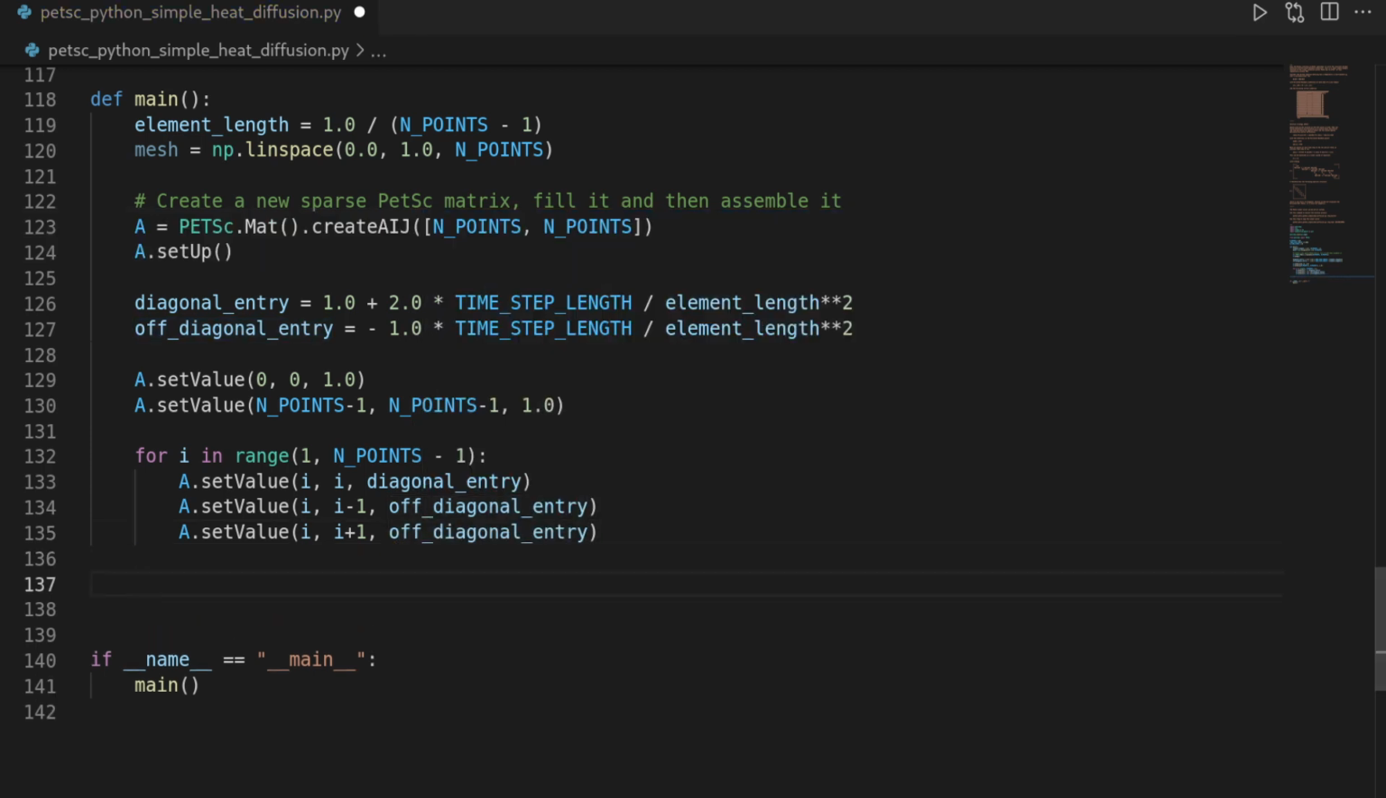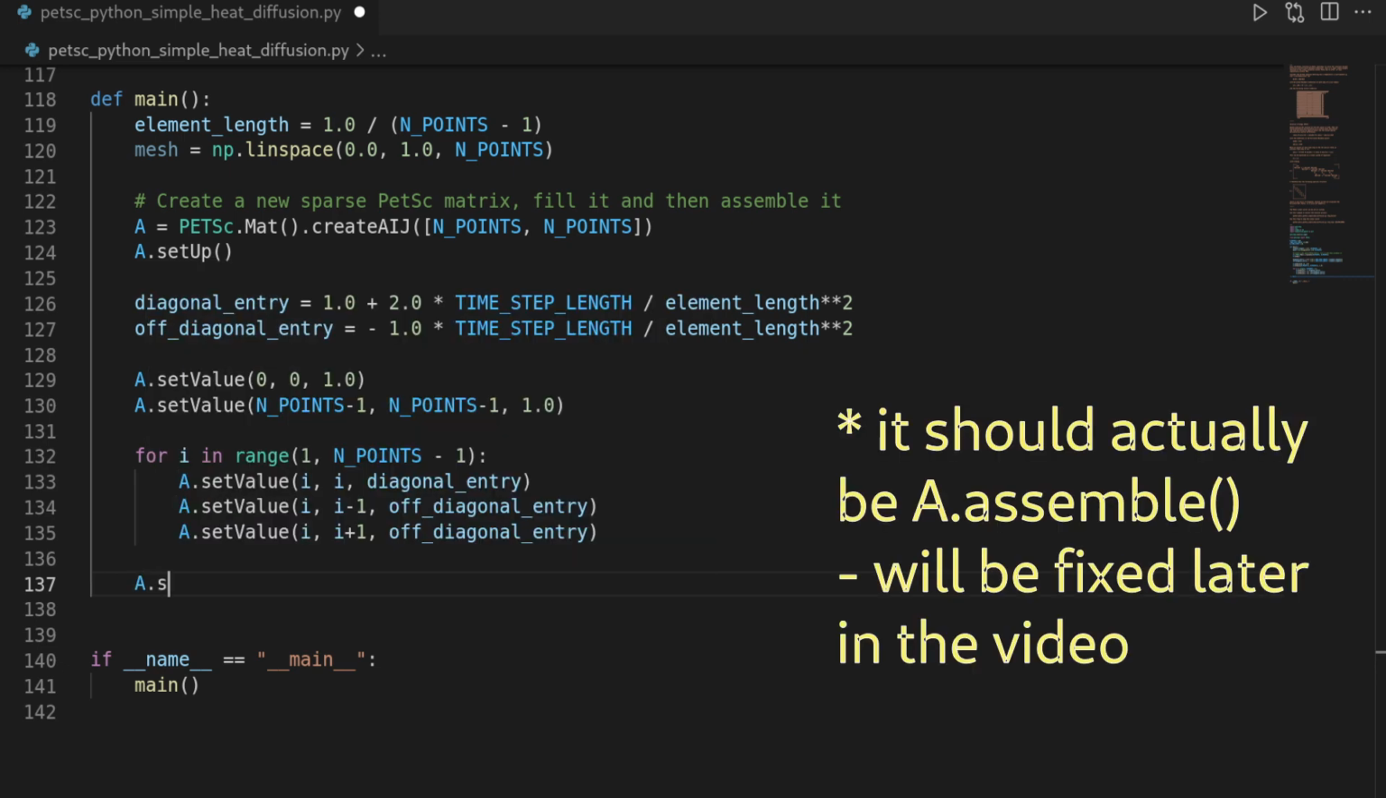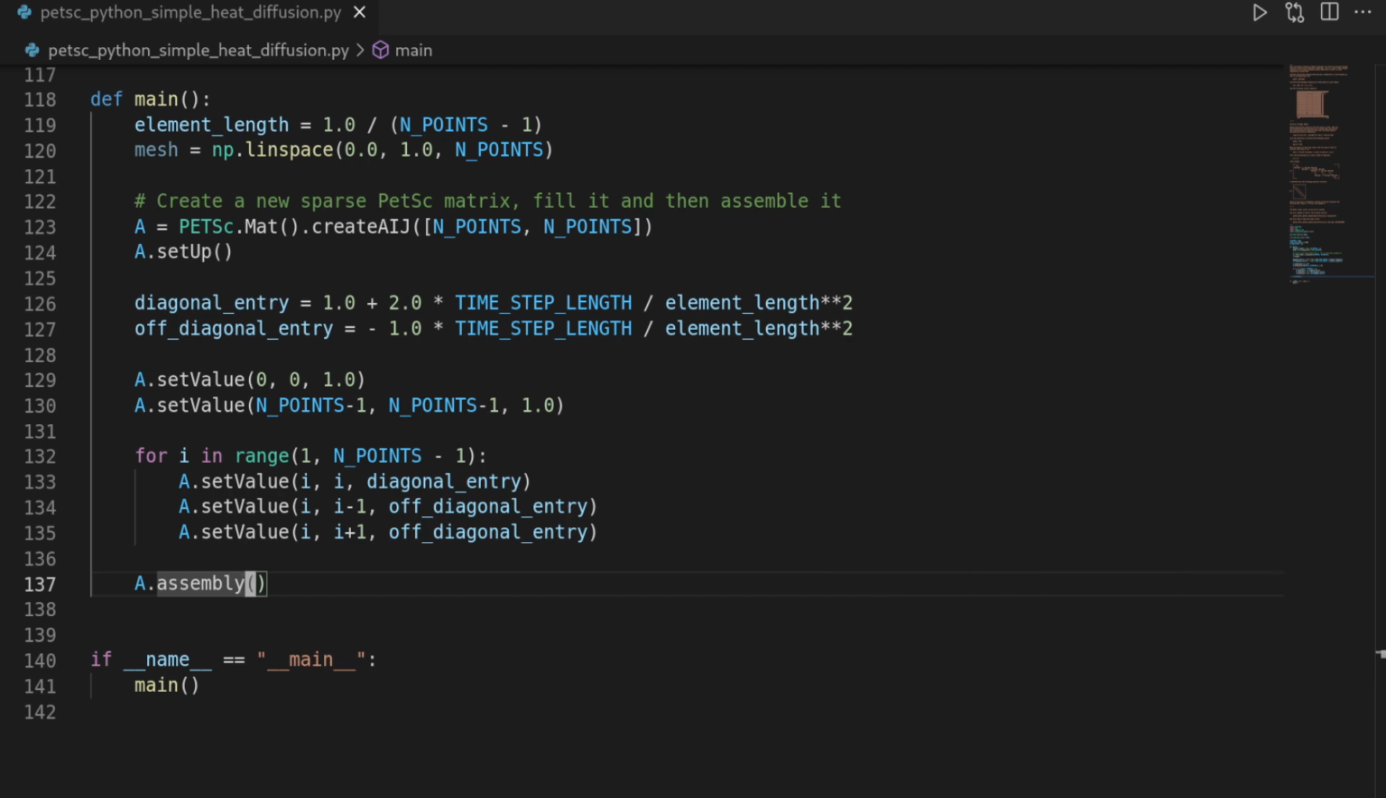And now our assembly or our pre-assembly is finished, and we can call A.assemble, which basically tells PETSc that it can then write all the buffers it has created. And this is especially necessary if you have distributed memory systems where all the memory has to be moved to the parallel machines. Here in our case, it's just necessary in order to follow the convention. Okay, that's our system matrix.